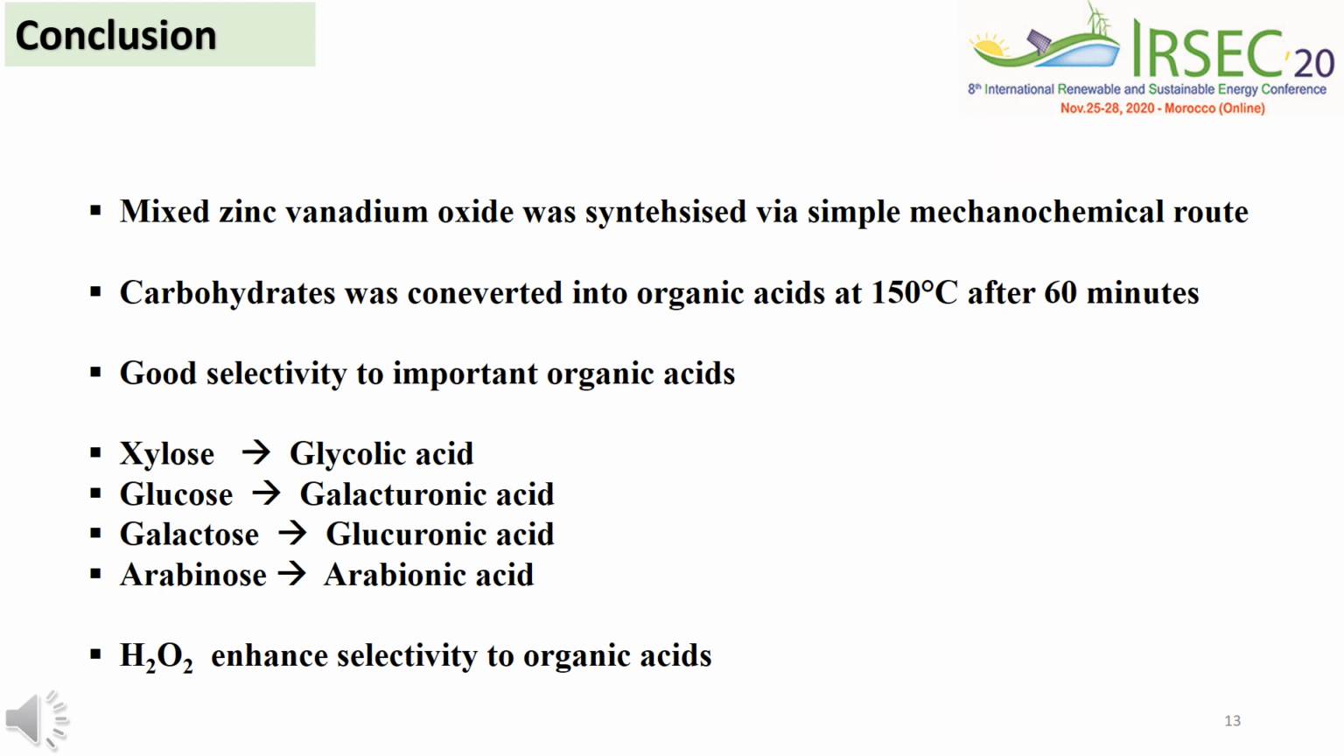In conclusion, we can say that mixed zinc vanadium oxide was synthesized via a simple mechanochemical route. The carbohydrate was converted into organic acid at 150 degrees Celsius after 60 minutes. We have a good selectivity to important organic acids. For xylose, we obtained glycolic acid, for glucose, galacturonic acid, for galactose, we obtained glucuronic acid, and for arabinose, we obtained arabinoic acid. Also, we have seen that the addition of hydrogen peroxide enhanced the conversion of carbohydrates and the selectivity to organic acid.